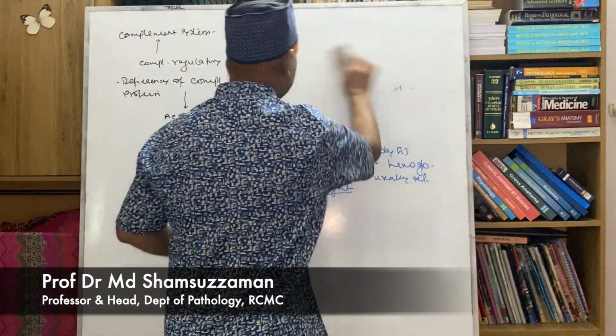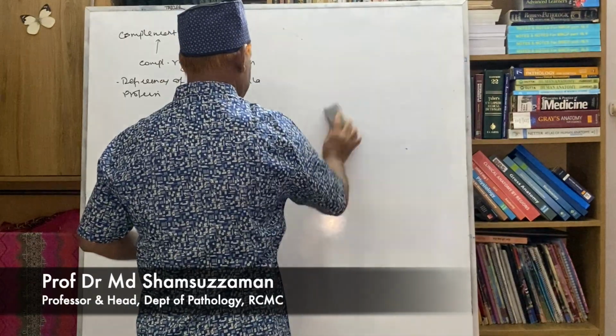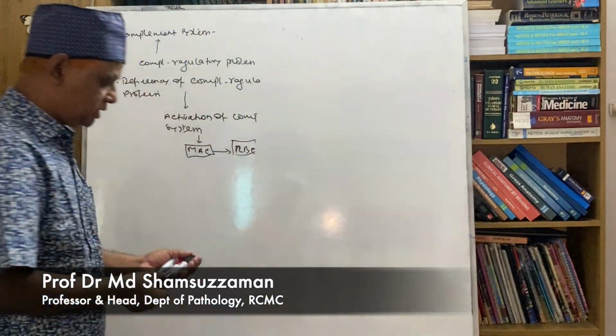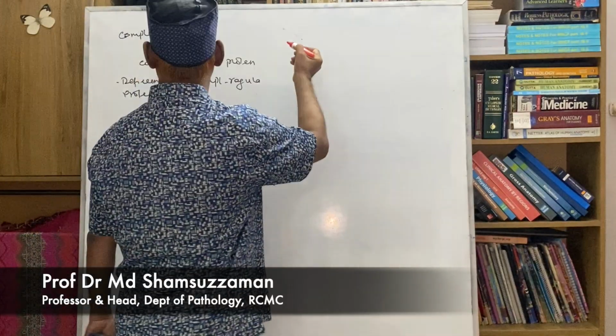So this is all about the intracorpuscular defect of hemolytic anemia. Now come to extracorpuscular defect of hemolytic anemia.